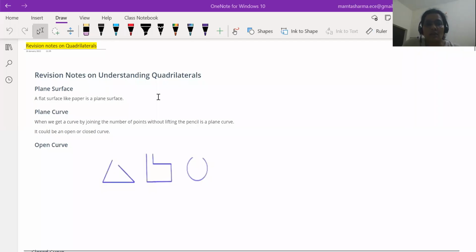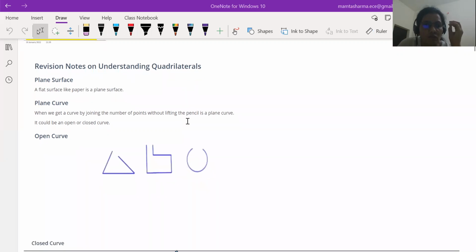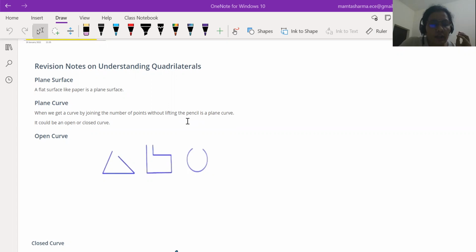Lateral means sides, quad means 4. The shape which is having 4 sides is called quadrilateral. Now we will see them one by one. How many types of quadrilateral are there? What are the properties of these quadrilaterals? And how will you solve the questions related to these quadrilaterals?